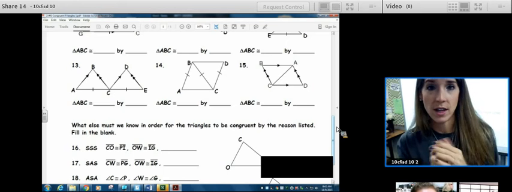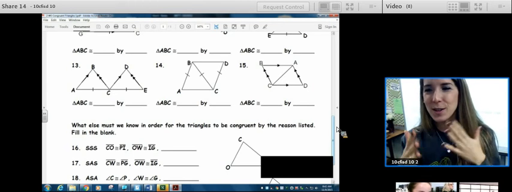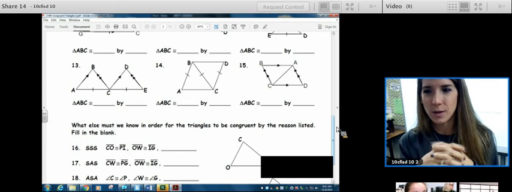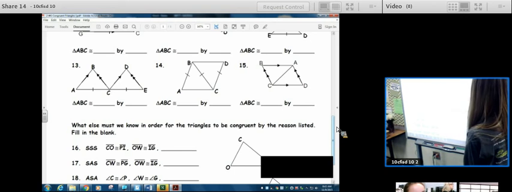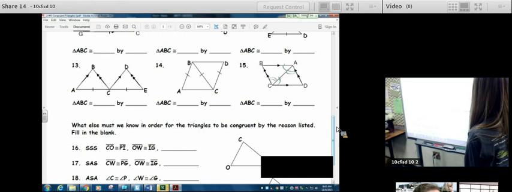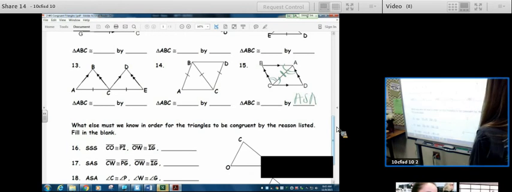Now on number 15, there's two pairs of parallel sides. So really, we don't have to draw the Z, because all of those alternate interior angles are going to be congruent. So when both pairs of sides are parallel, we don't need to worry about being specific about where those arcs go. Alternate interior angles and alternate interior angles. Shared side. Angle, side, angle.